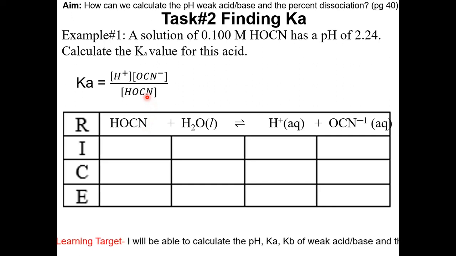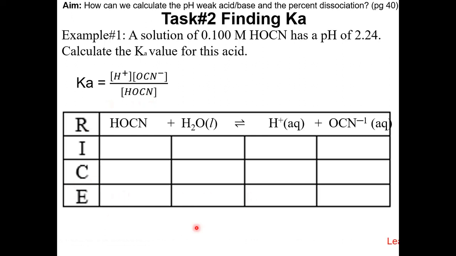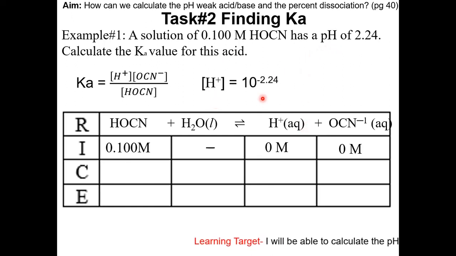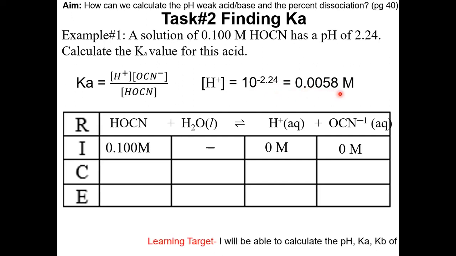We need to figure out the concentration of H+, OCN-, and HOCN. To do that, we'll be using the RICE table to figure out the equilibrium concentration. Since we have the pH, we already know the hydrogen ion concentration. Hydrogen ion concentration will be 10 to the minus pH, which is 0.0058 molar.